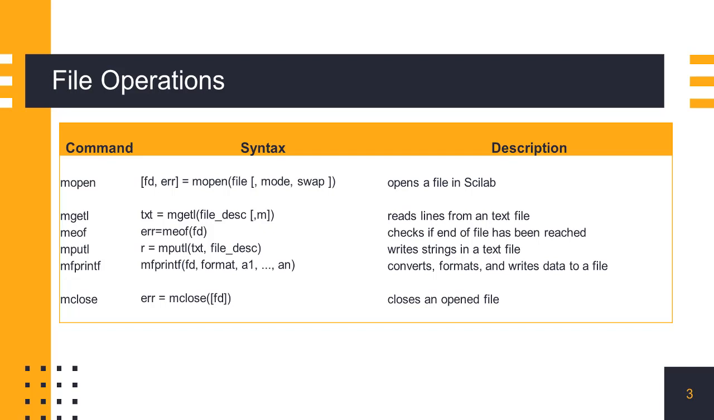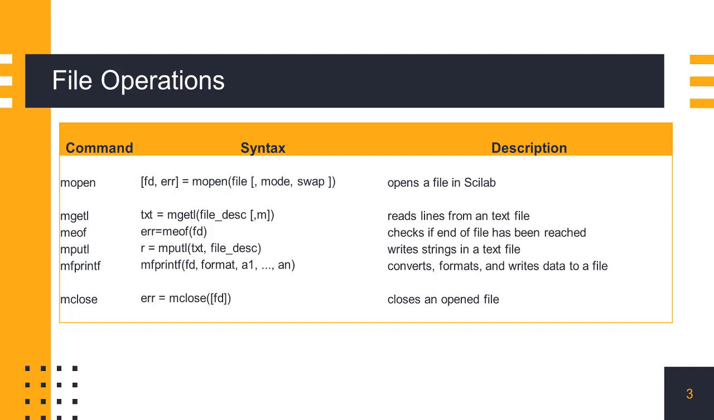The mopen function opens the file for reading or writing based on the access mode. After all operations on the file are completed, it should be closed by using mclose function, or else we cannot edit the file outside the program, or data written to the file may get corrupted. mgetl function reads the file till the end. It can read the file line by line using loop, or read all lines together. mputl and mfprintf functions are used to write data in the file.